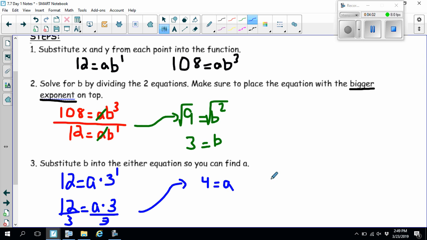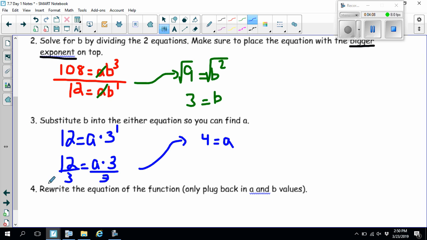So our very last step, because it does ask us in the problem to write an equation, is to rewrite the equation of the function, now just plugging back in our a and b values. So I'm going to have y equals our a, which is 4, times our b value, which is 3, to the x power. Now, once you've done this, make sure you don't multiply your a and b value, because if you do that, then you're actually going to get the incorrect equation, and it doesn't give you the same y values. So once you've gotten your a and b, just leave it exactly like this. Okay?